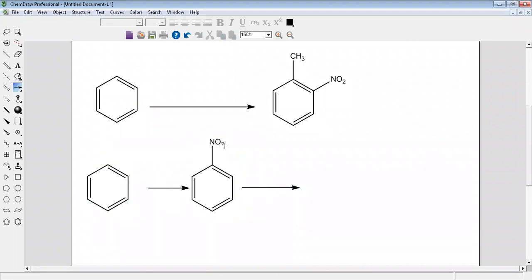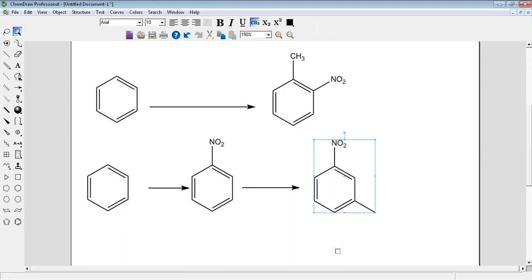Now, the orientation of the NO2: ortho, meta or para? Meta. That means our product will be NO2 and methyl here, yes? Is this our desired compound? No, this is not our desired compound, meaning the compound we wanted.